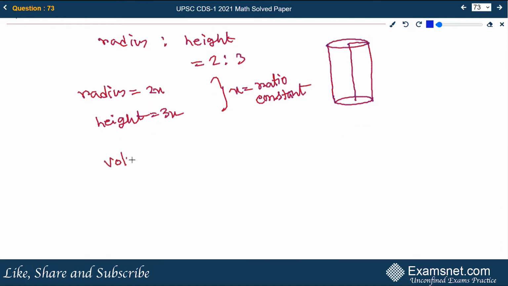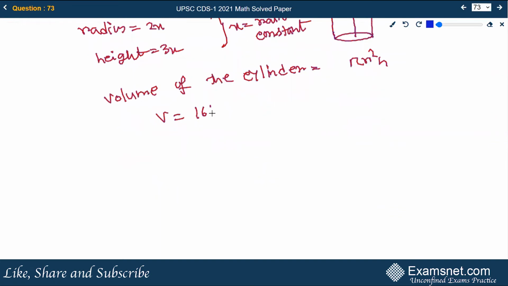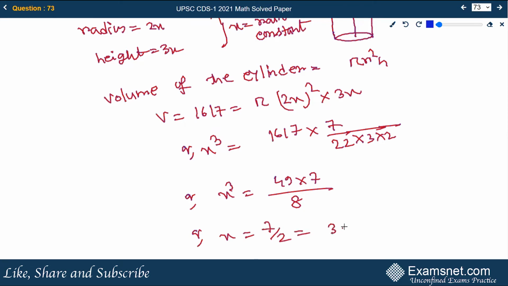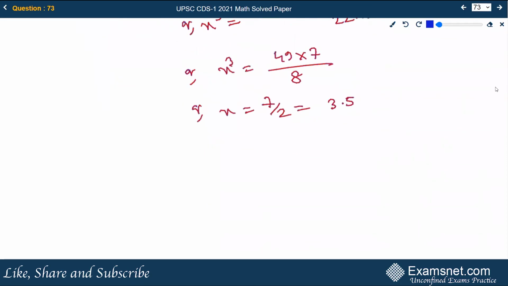So the volume of the cylinder, the formula is pi R square H, correct? So here, already the volume is given, that is 1617 equals pi times 2x whole square times 3x. So the value of x cube will be 3/2. Now after simplifying, I'm getting it here 49/7 8. That means x equals 7/2, which is 3.5. Okay, the value of x is 3.5.